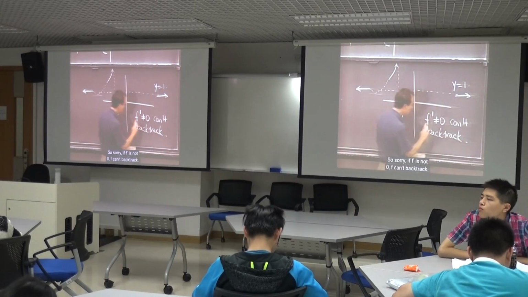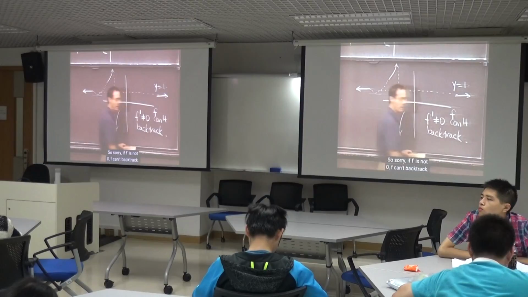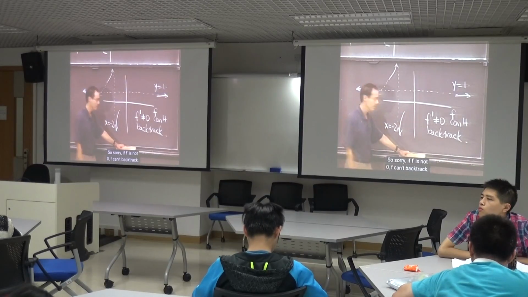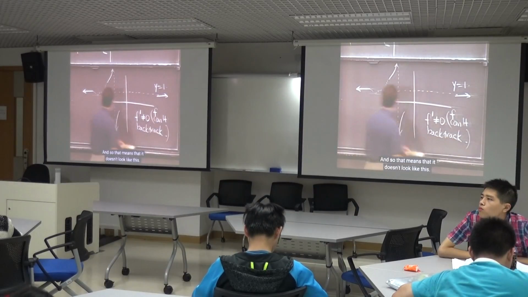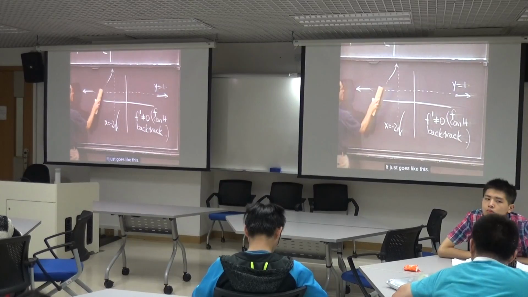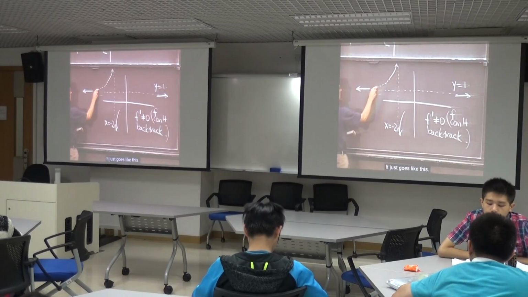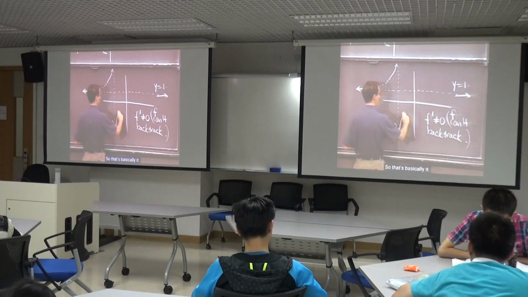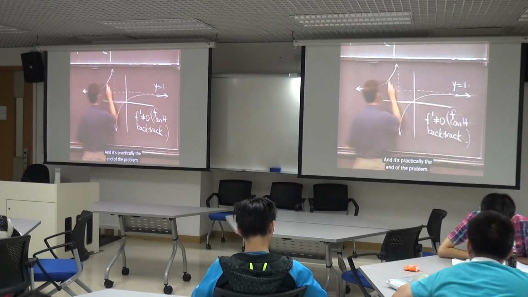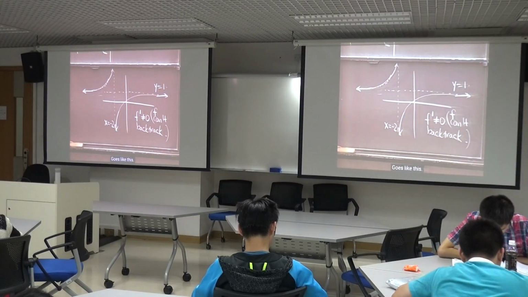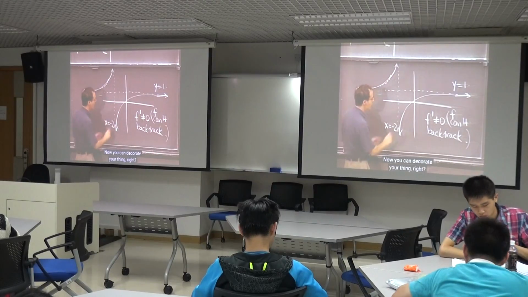So sorry, if f prime is not 0, f can't backtrack. Right? And so that means that it doesn't look like this. It just goes like this. Right? So that's basically it. It's practically the end of the problem. It goes like this. All right, now you can decorate your thing, right?